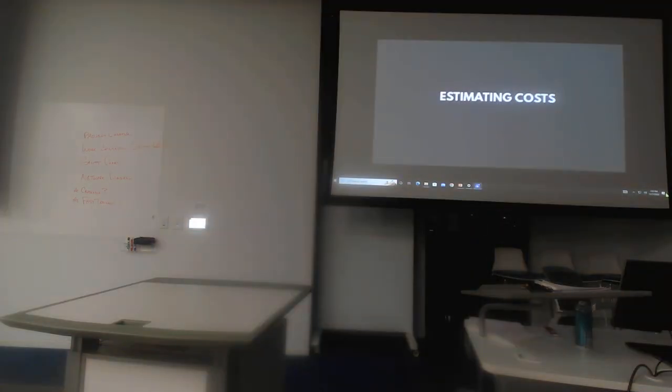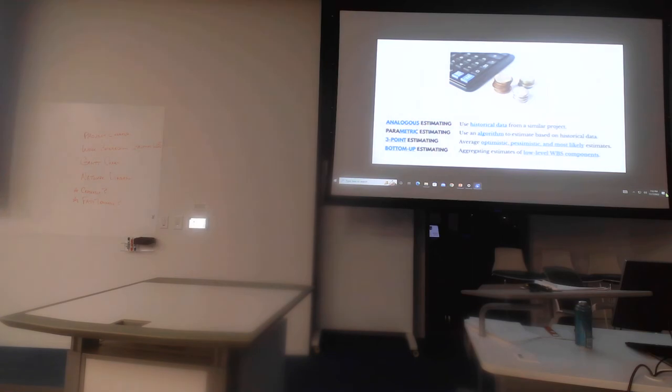And now let's talk about estimating costs. There are four really key techniques for estimating them. The first is analogous estimating, using historical data from a similar activity or project. So we're looking at the past and saying, we've done something similar, or we've seen something done in a similar fashion, and we think it would cost this much. I think of the word analogy, you're making an analogy or a comparison to a different project. And there's parametric estimating, using an algorithm to calculate cost or duration based on historical data.